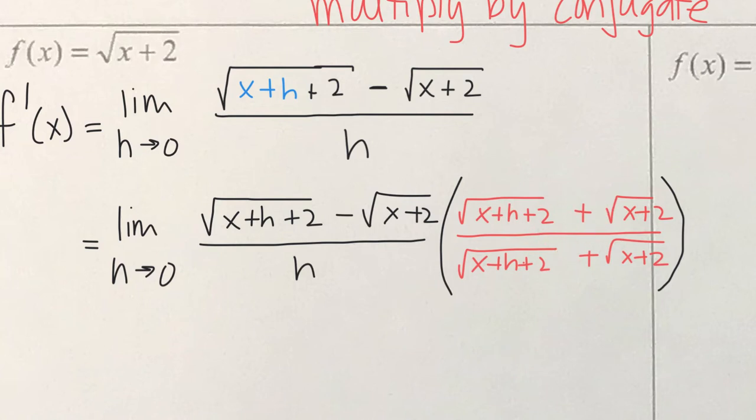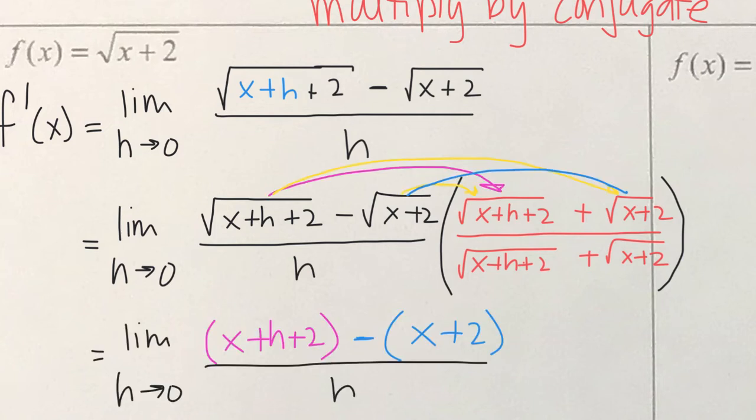If you need to pause and catch up, go ahead and pause right now and catch up, because we're about to do some foiling distribution. So here is our FOIL. The radical goes away from our first term, right? And your O and your I cancel each other out. And then our last terms give you a minus x plus 2.